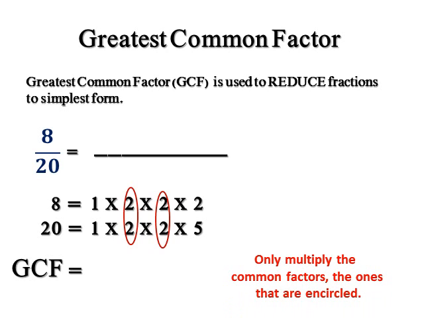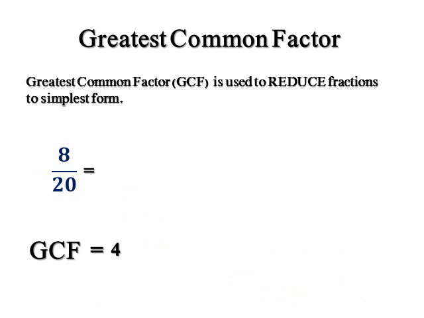Okay, so we write those numbers. We only multiply the common factors. In this case, we have two 2's. So we have 2 times 2, and that's 4. So that is your greatest common factor. Let's factor 8 and 20 again. Therefore, 8 would be, of course, 1 times 4 times 2, 4 coming from your greatest common factor. And also 20 would be 1 times 4 times 5, 4 again coming from your greatest common factor.